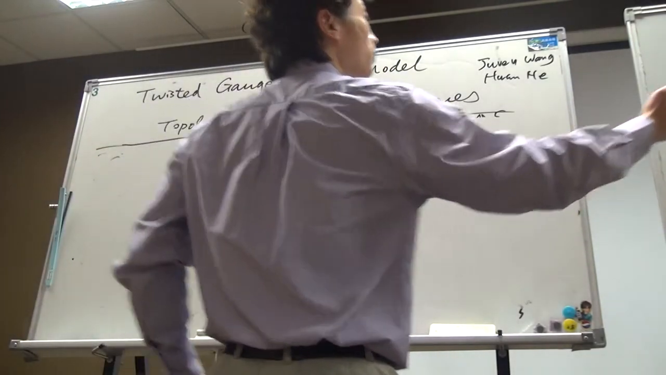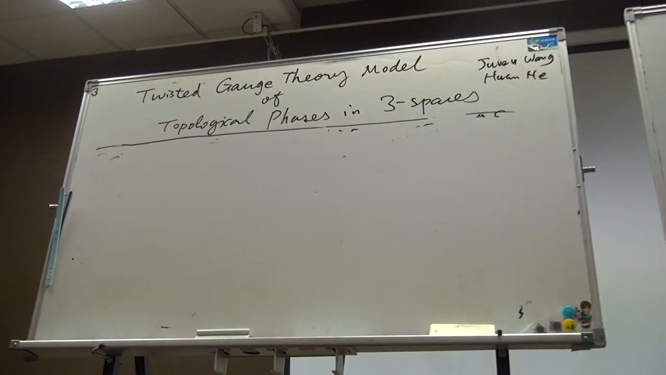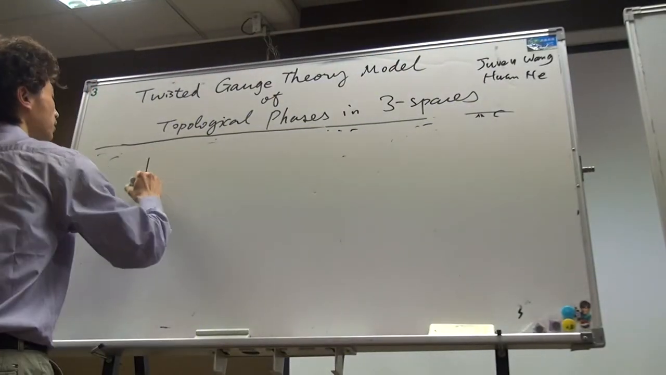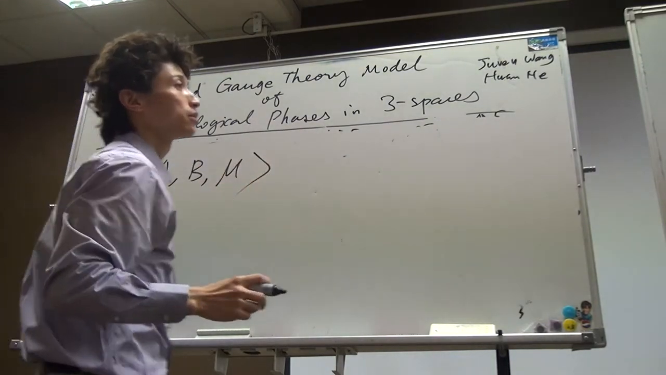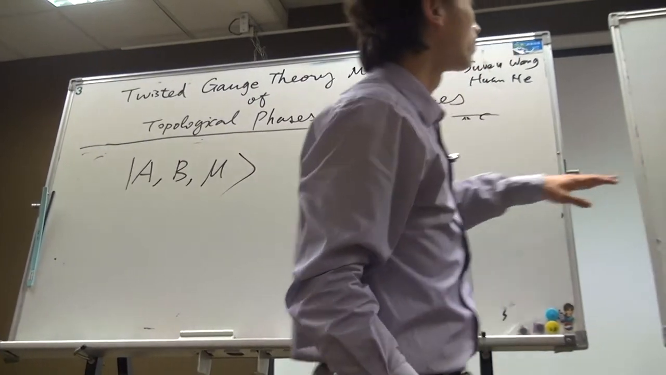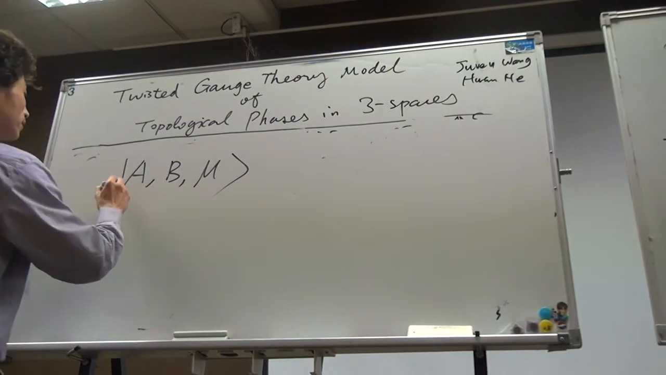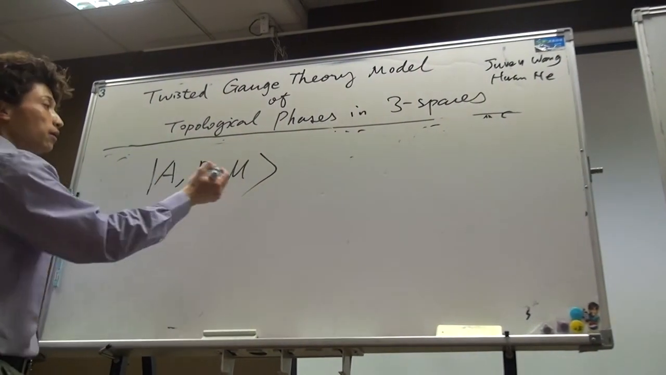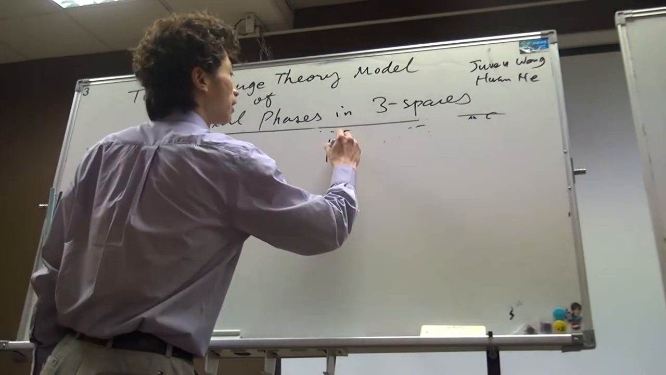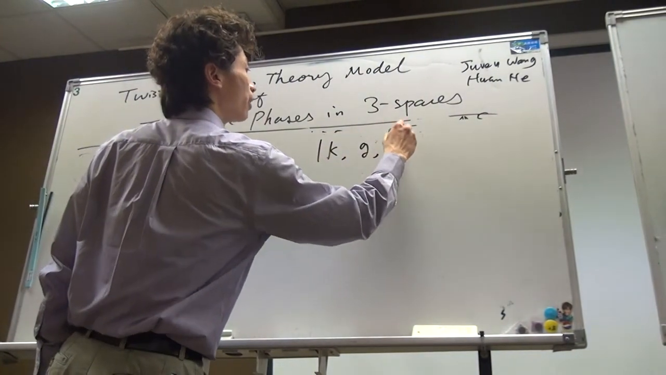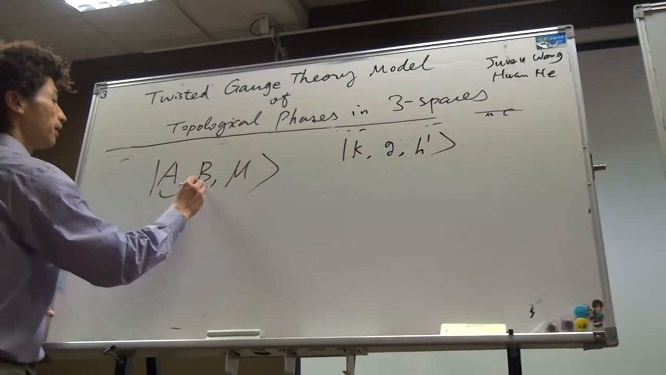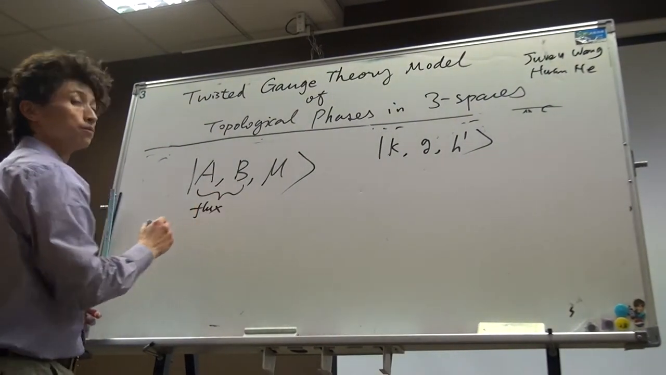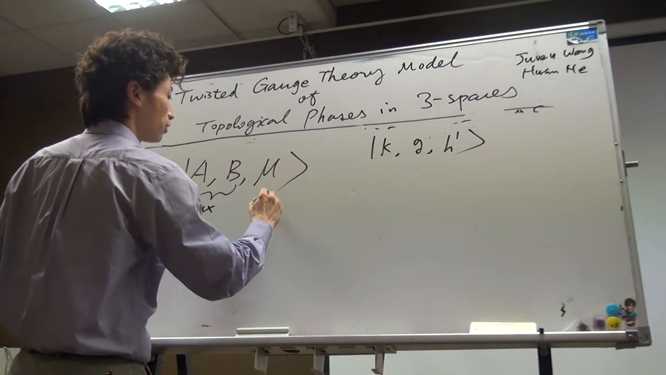To do this, we need a better representation of the ground state space. The ground state basis can be Fourier transformed, because of the representations we just defined, into a form which has 3 labels. Note that originally we have K, G, H prime here, right? But now we have 3 different labels. And these A and B will be so-called flux labels, and the mu will be charge labels.